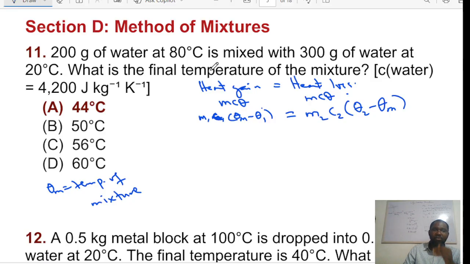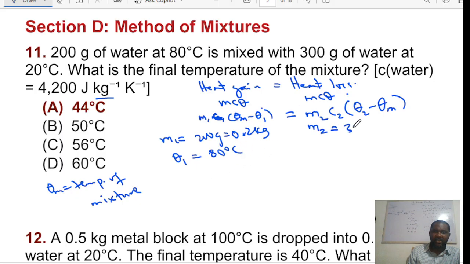Now it says 200 grams of water at 80 degrees Celsius is mixed. So the first mass here is 200 grams, which is 0.2 kilograms. I have to convert since the specific heat capacity uses kilograms. Then the initial temperature of this one is 80 degrees Celsius, and it is mixed with 300 grams of water. The second water is 300 grams, and the temperature of that one is 20 degrees Celsius. What is the final temperature of the mixture? The final temperature of the mixture is theta m.